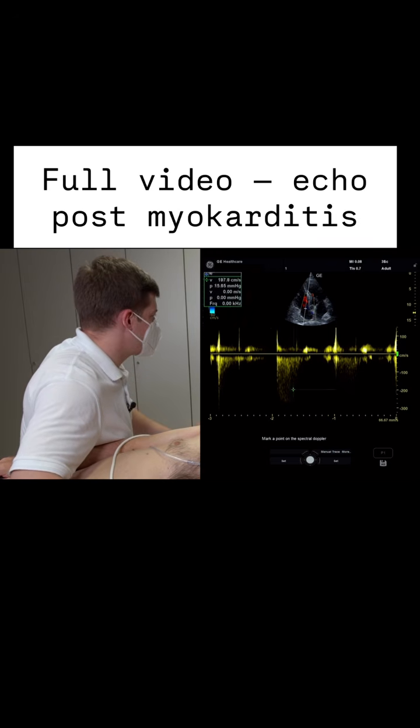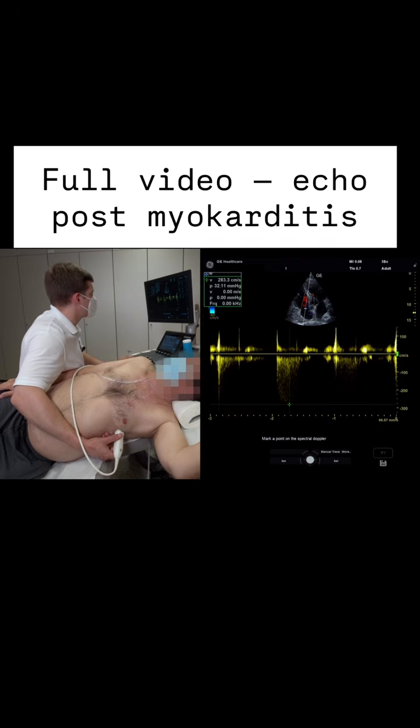So we have here a signal, and this is approximately 2.8 meters per second, which would then be a systolic pulmonary arterial pressure of approximately 32 millimeters of mercury.